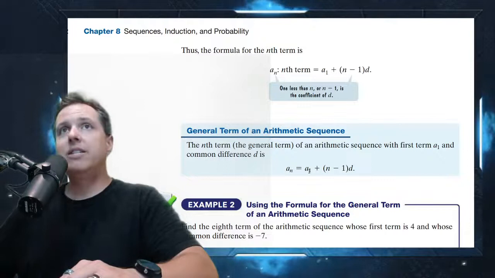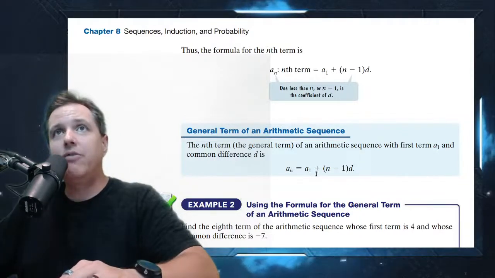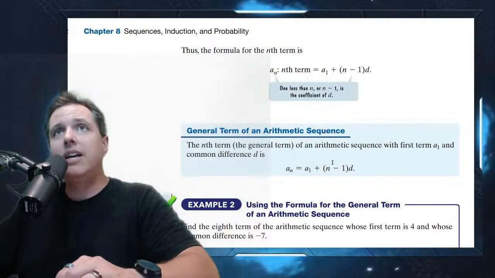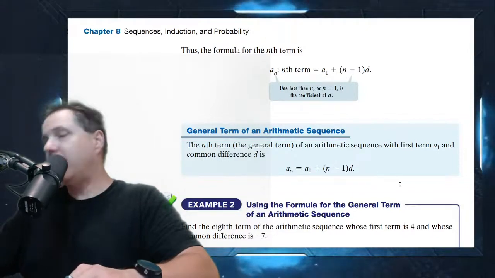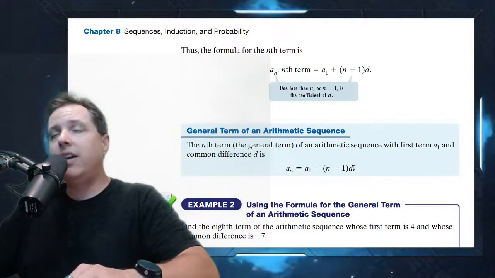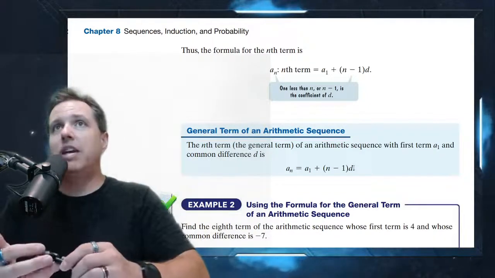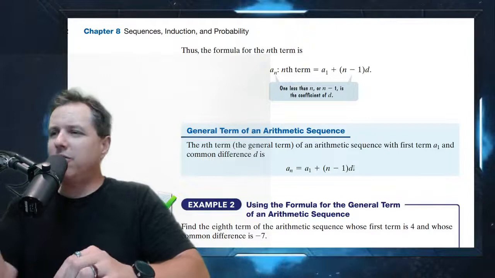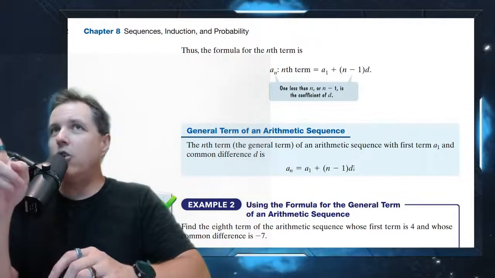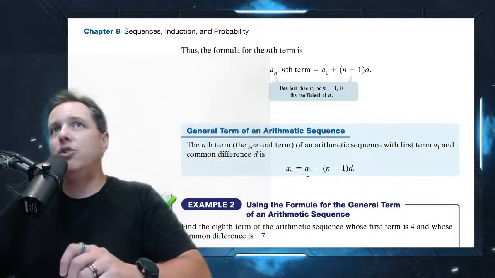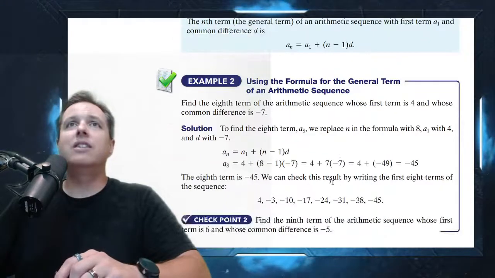So if our first term is 7, then you just plug that in here for a sub 1. We said we wanted the 10,000th term, so you plug that in here for n. And if the common difference is 12, you just plug that right in here. So the math is easy. It's just multiplications and additions, but it's sort of understanding where each piece goes in that formula and when to use this. So you can see here's an example right here.